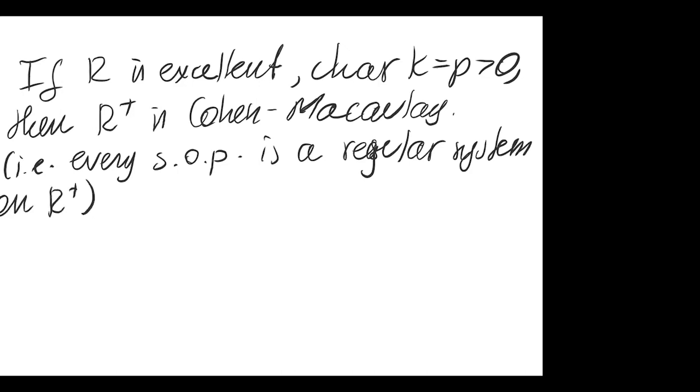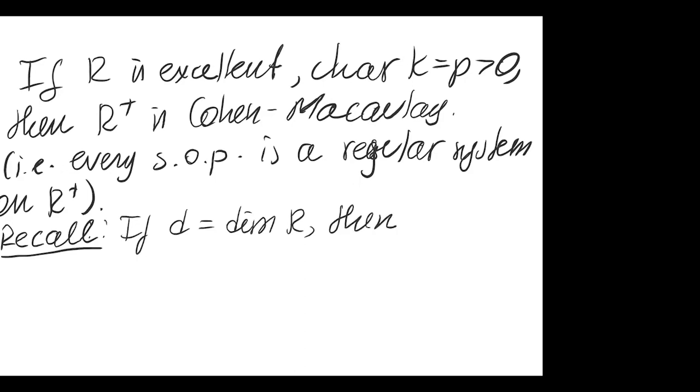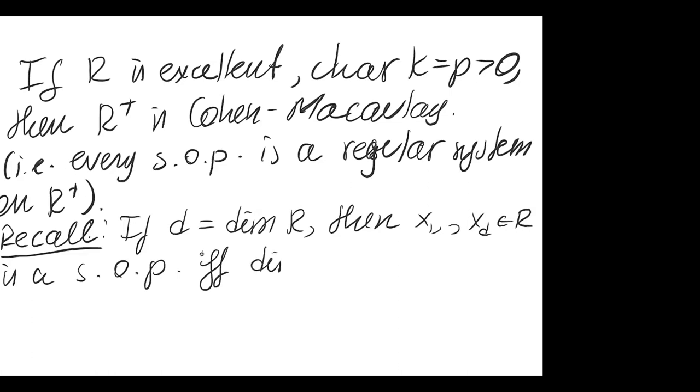Since many of the listeners are graduate students, I understand I need to explain everything. So, let me recall what an SOP is and what a regular sequence is. So, if d is the dimension of R, a sequence of d elements x1 through xd in R is a system of parameters if and only if the dimension of R modulo the ideal they generate is equal to zero. That's number one.